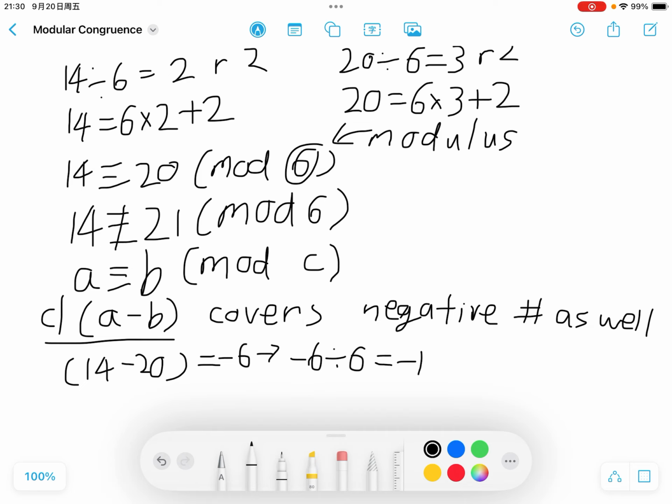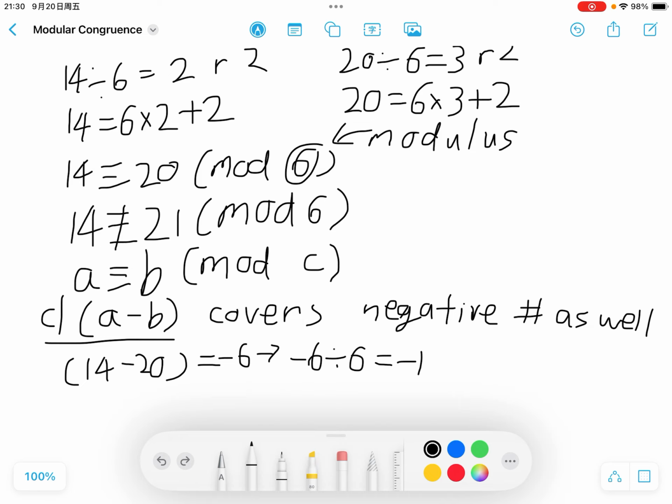Now by divisible, I mean the quotient is an integer. It doesn't have to be positive or zero. It just has to be an integer. So negative is okay. So there's no remainder, and the quotient is an integer, meaning that negative 6 is a multiple of 6. So 14 and 20 are modular congruent mod 6.